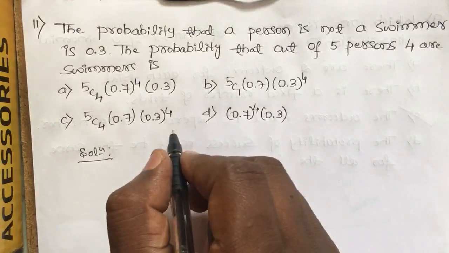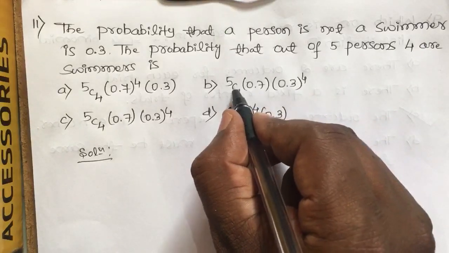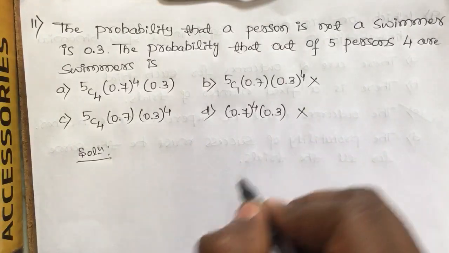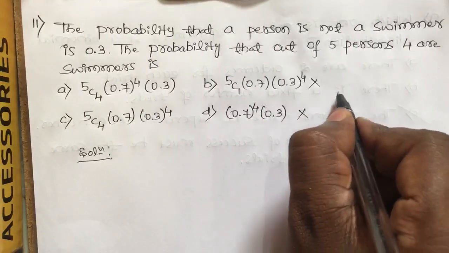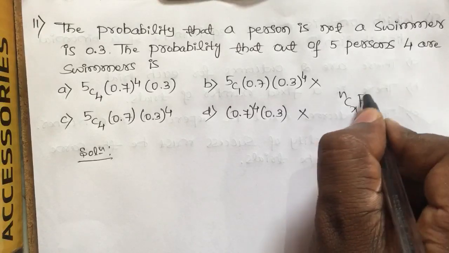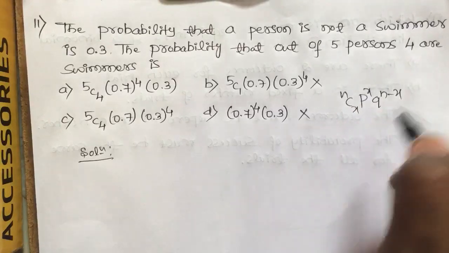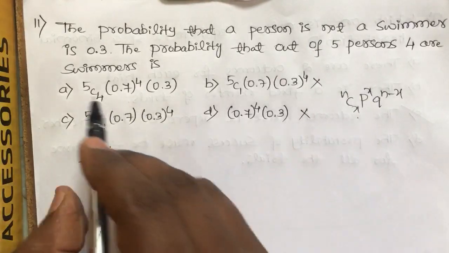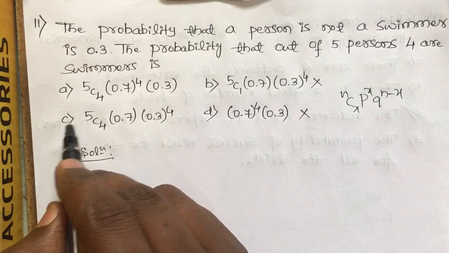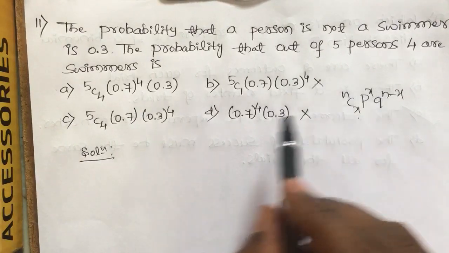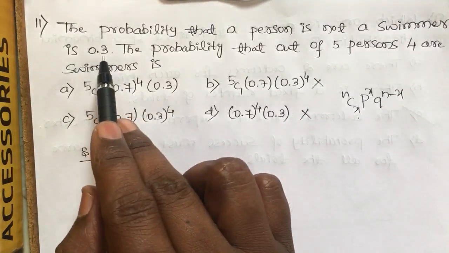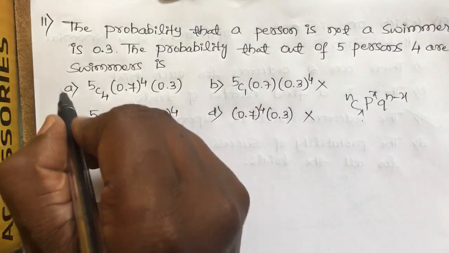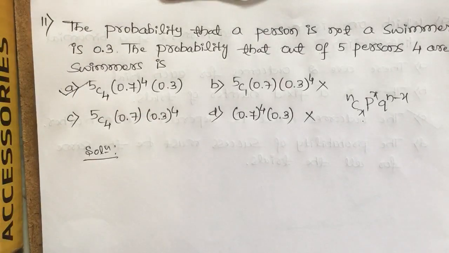So by looking at the options, see here you have 5C1, this is straight away eliminated, and option D is also eliminated. We should have nCx, p raised to x, and then q raised to n minus x. What is n here? 5. 5C4, that means the answer is in option A or option C. And then p raised to x, what is p here? This is q, p will be 0.7 to the power 4, that means option A is the right answer.